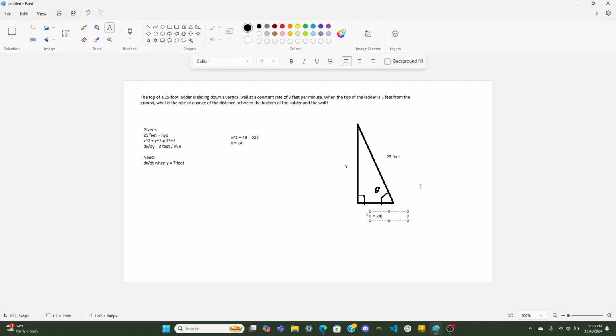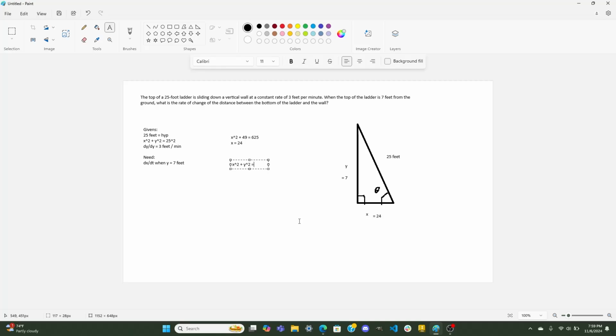That's good enough. So x is equal to 24, y is equal to 7, and we have our 25 feet. So now we're going to be dealing with the rate of change, since we're dealing with it sliding. It says right here, we're going to need to find the derivative of our Pythagorean theorem equation. So we can bring the original equation here that we haven't plugged anything into except for the hypotenuse.